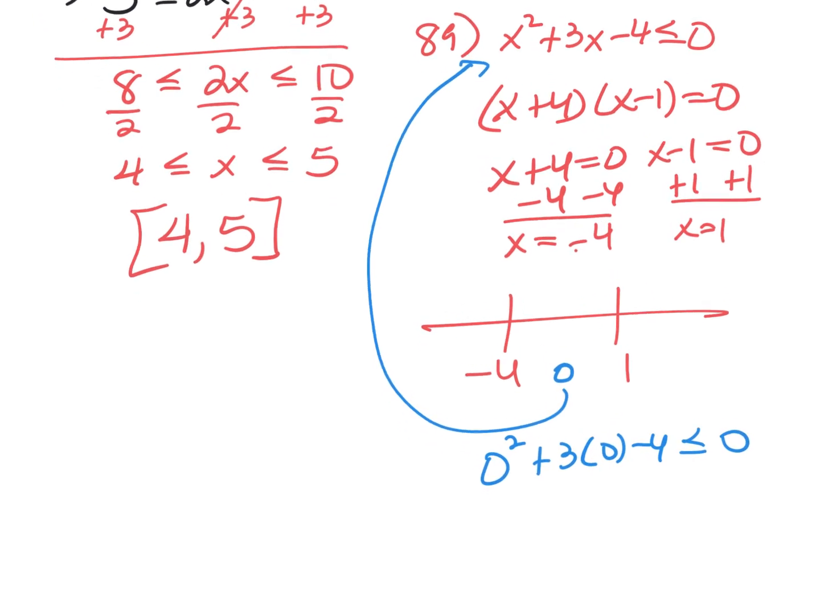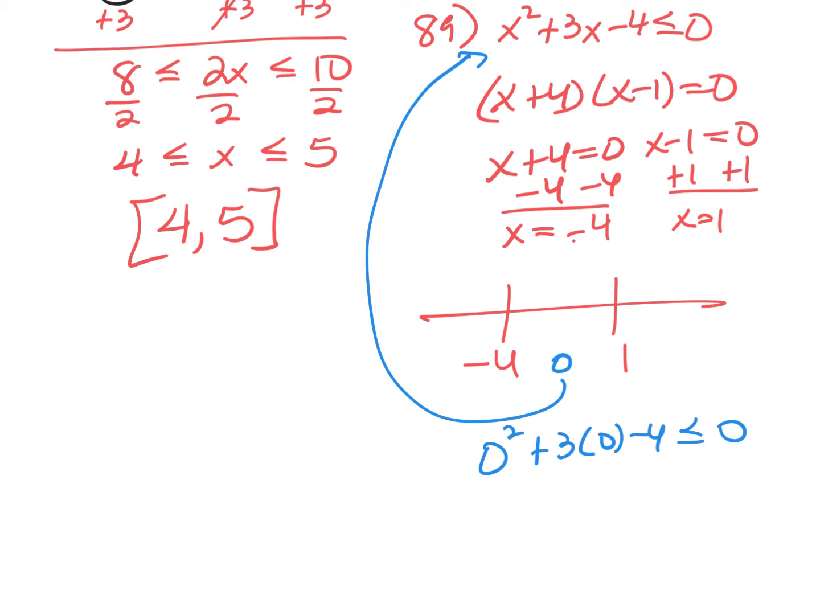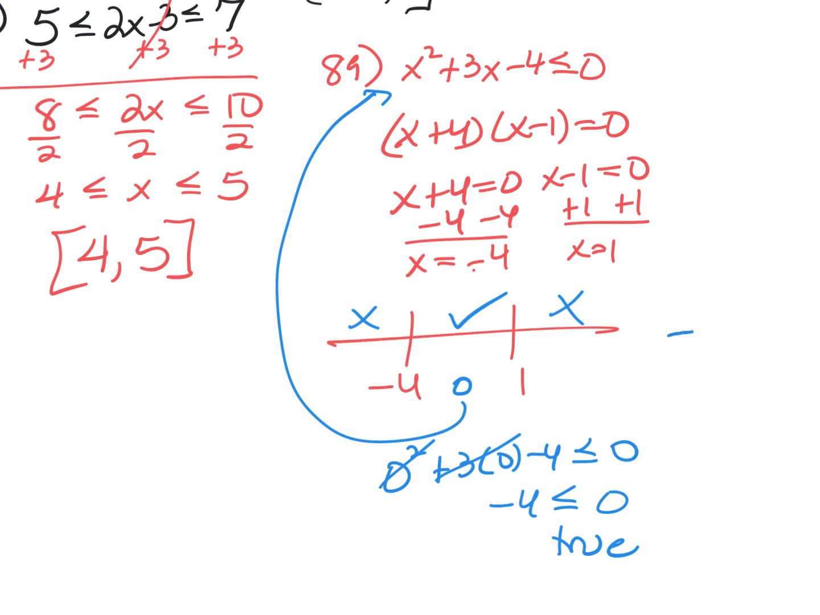I'm going to see if that answer is less than or equal to 0. This gives me a 0, a 0. Negative 4 is less than or equal to 0. This is true. So this gets a check, an X, and an X. So in interval notation, it's negative 4 comma 1. And because my original symbol was less than or equal to, I get brackets. So remember how to do these quadratic inequalities. This is where we have to do the X check thing.